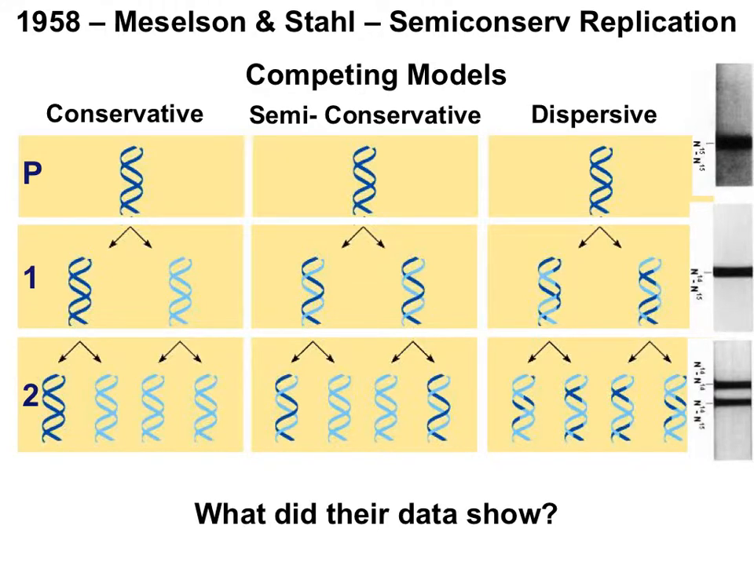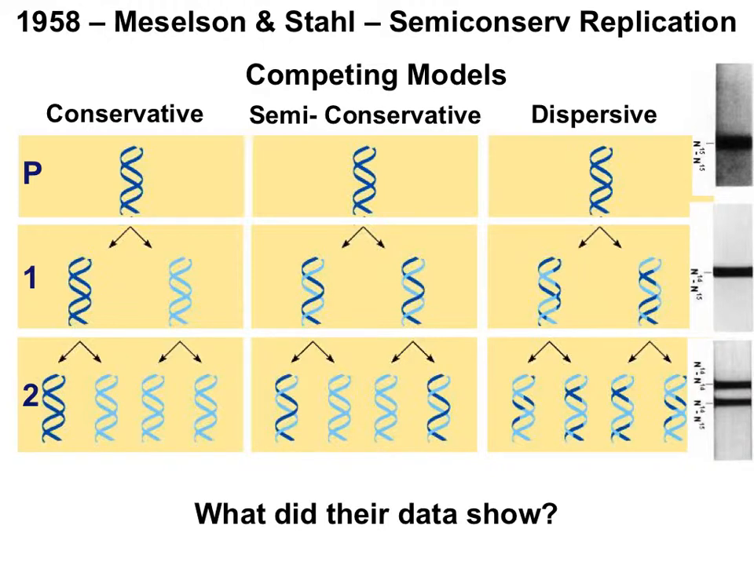After two replications, they saw two bands. One where it was newly synthesized DNA only, light nitrogen and light nitrogen, and another of hybrid DNA. This means that some of the DNA double strands had to be made of only newly made DNA, and the other had to have some original DNA and some newly made DNA.